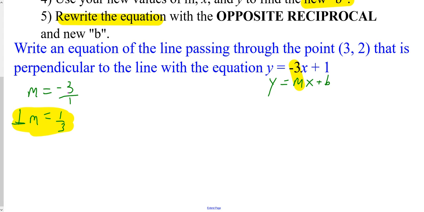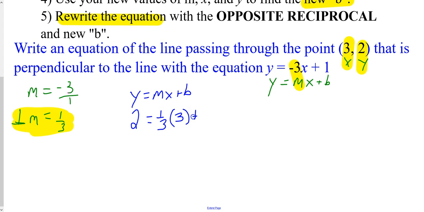Now I look back at the other information they gave us. They gave us a point x, y. So I'm going to plug in for x and y and 1/3 for m. So let's see here. y equals mx plus b. I'm going to replace y with 2. My new slope is 1/3. My x value is 3. And I need to find what my b value is, so that way it passes through that point.